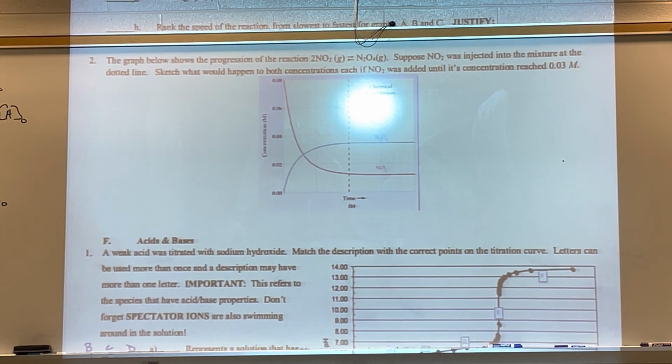The graph below shows progression of the reaction 2NO2 going to N2O4. Suppose NO2 was injected into the mixture at the dotted line. Sketch what would happen to both concentrations each if NO2 was added until its concentration reached 0.03.